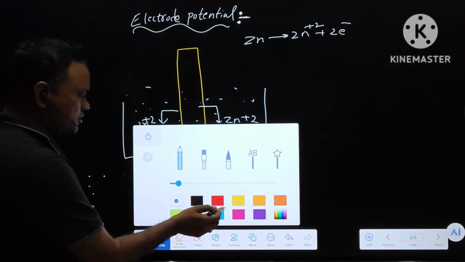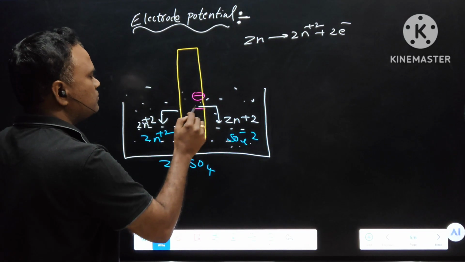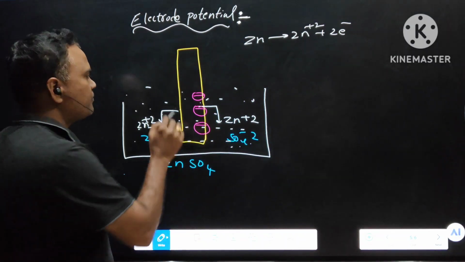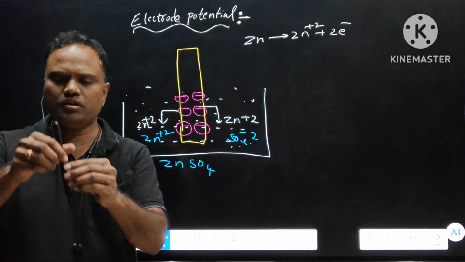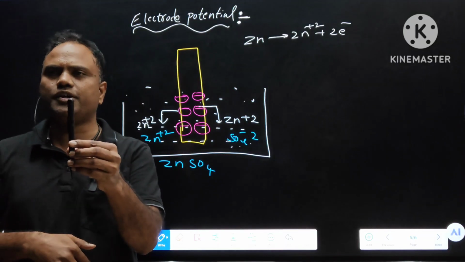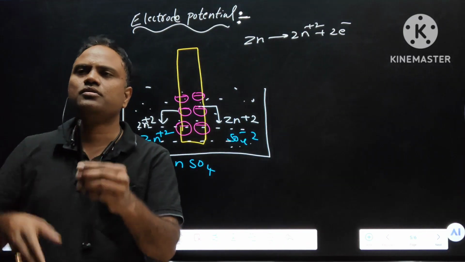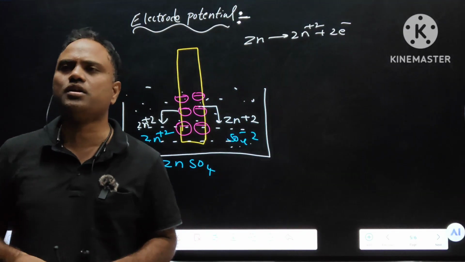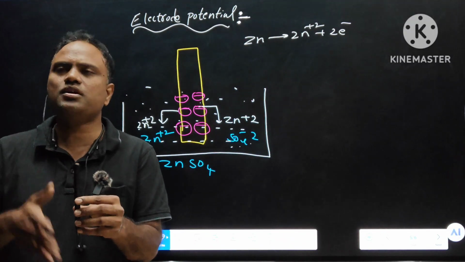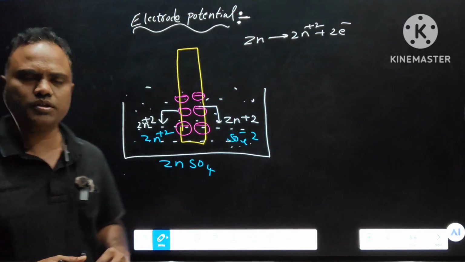So I am representing electrons like this, negative. On the rod, negative charge will be accumulated, and into the solution, positive charge is released, meaning Zn2+ ions are released. Electrons remain on the rod only. Clear?